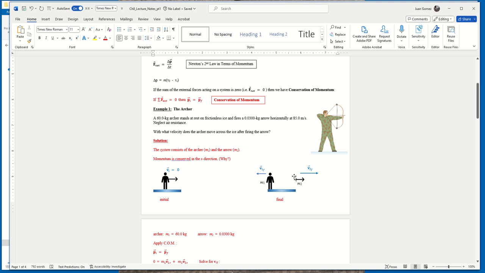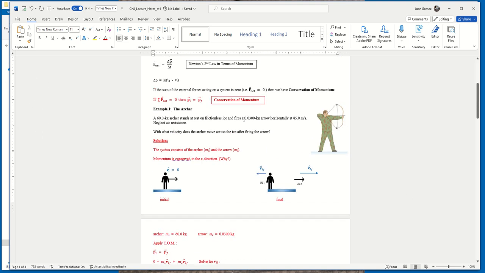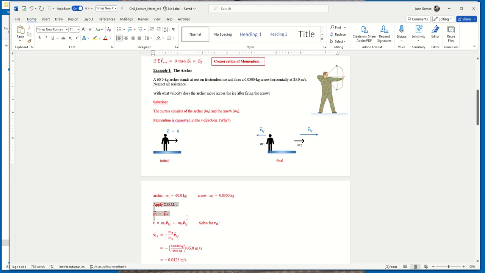Again, don't let the subscripts throw you. V2F, final speed of M2. V1F, final speed of M1. Well, now remember, we know that momentum's conserved in the x direction. So by conservation of momentum, which I abbreviate COM, I know that P initial must equal P final. Right? Anything conserved, meaning the initial is equal to the final.